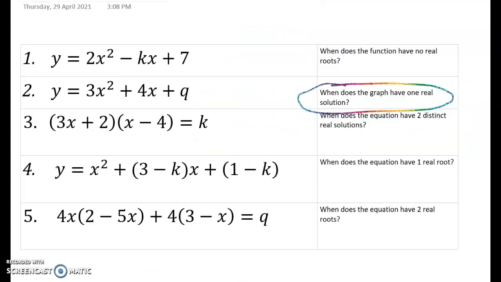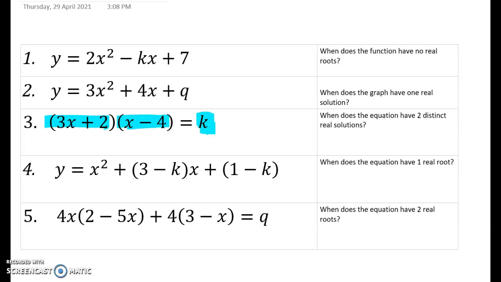Okay, on to question 3. This time we're asked, when does this equation have 2 distinct real solutions? This looks really easy, right? We've got (3x + 2)(x - 4). The trouble is it's equal to k, not 0, right?